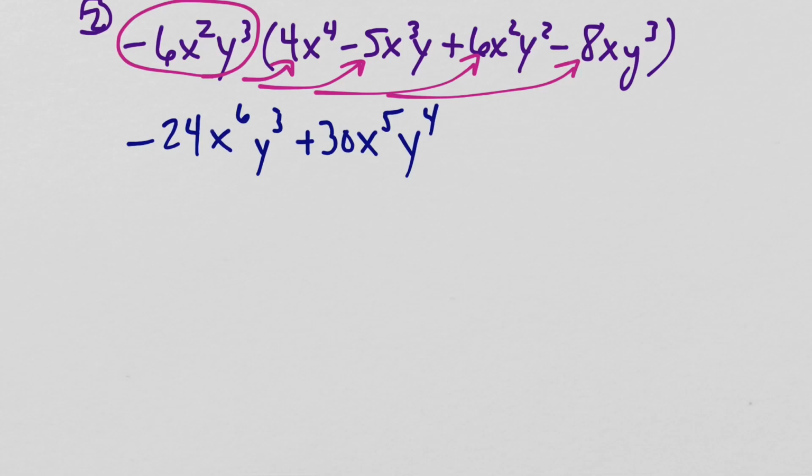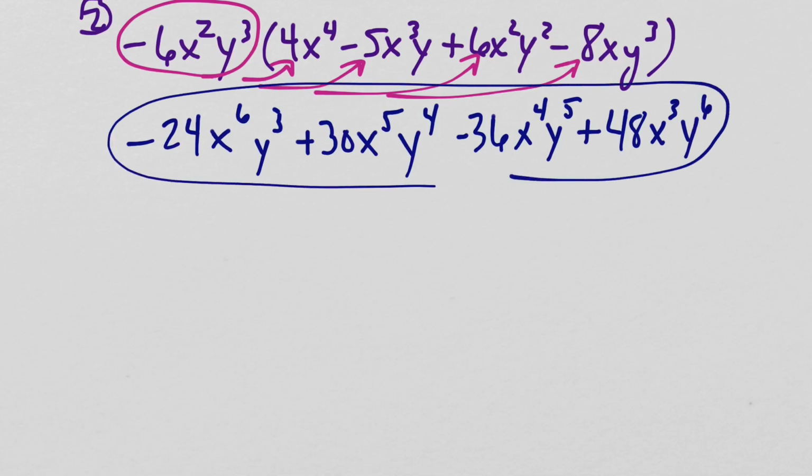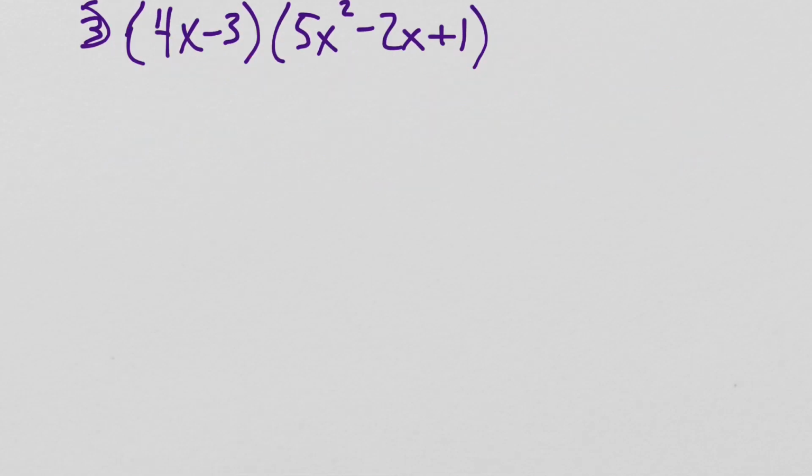3 plus 1. Then you have negative 6 times positive 6, which is going to give you negative 36, x to the fourth, and y goes to the fifth. Then you have negative 6 times negative 8, which is a positive 48. We have x to the third and y to the sixth. And this becomes our final product. So our final product, again, has 4 terms, and we just follow those distributive properties.